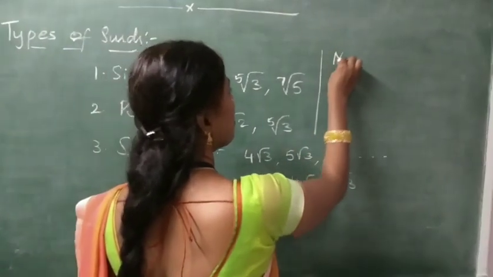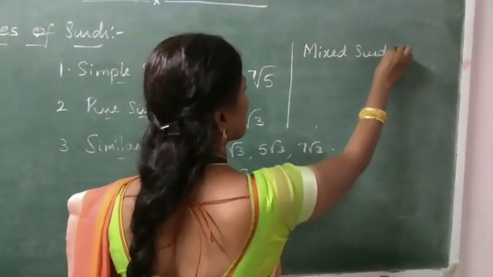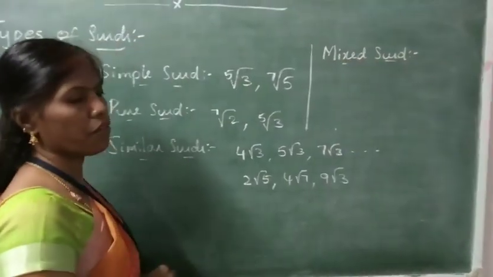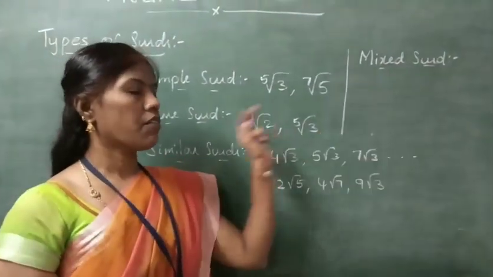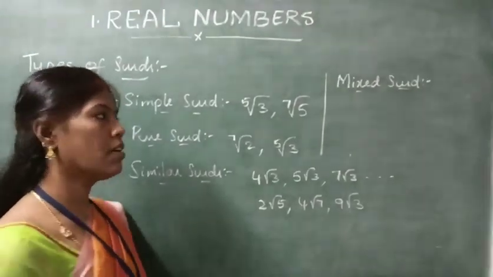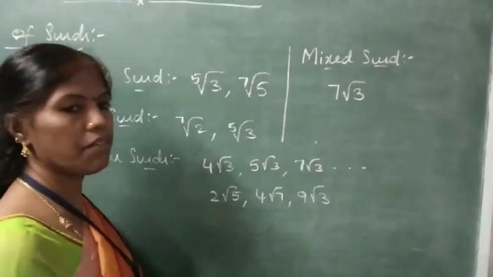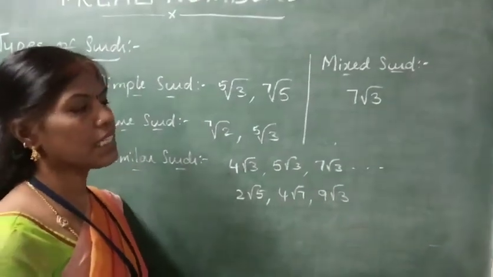Next is the mixed surd. What is a mixed surd? A surd having the product of a rational and an irrational number we call a mixed surd. Product of a rational and irrational, then we call it a mixed surd.